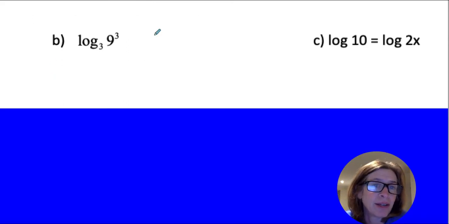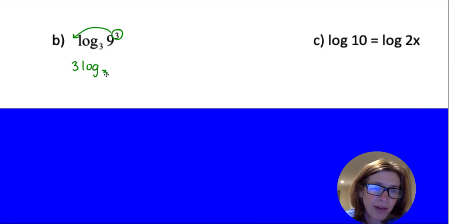All right, here I can see that if I have this exponent, I could bring it to the front. So I get 3 times log base 3 of 9. I know that log base 3 of 9 is 2. So 3 times 2 gives me 6.